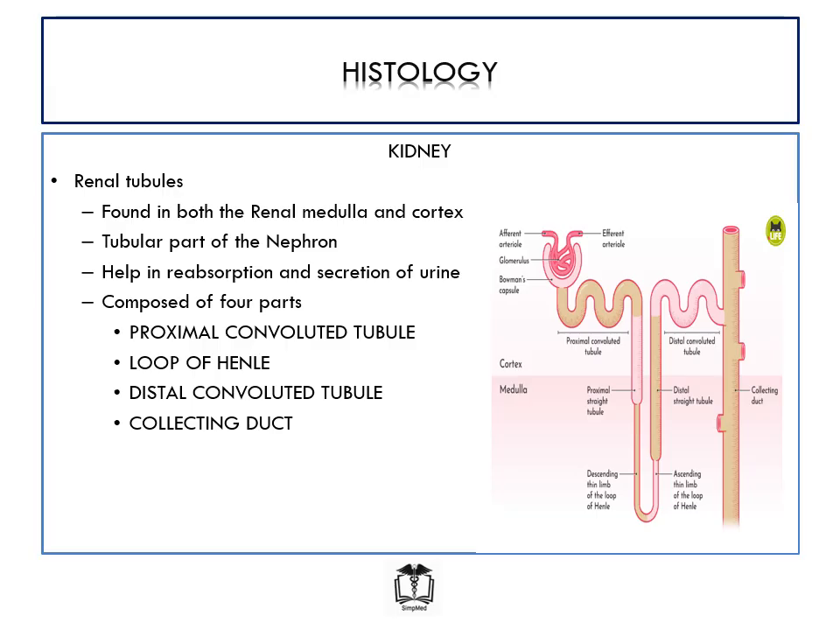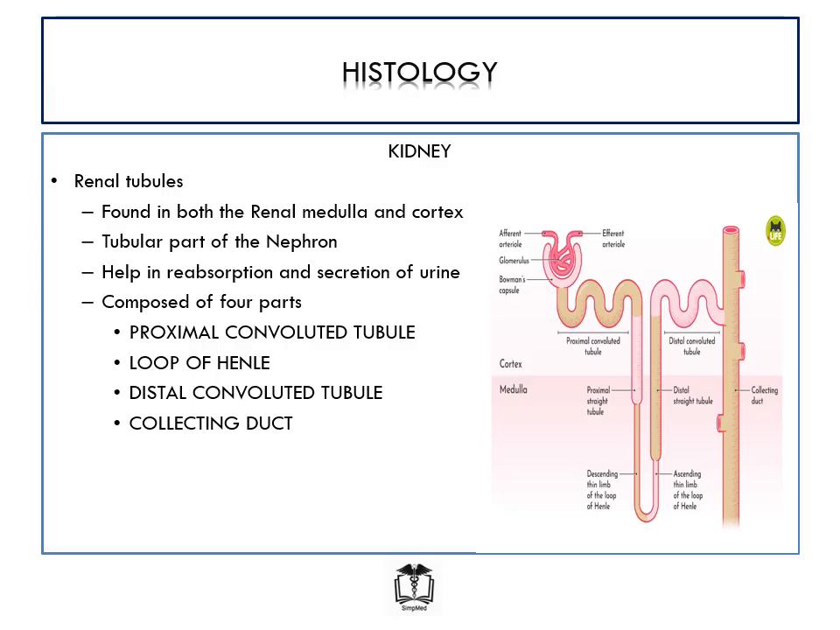So starting from proximal to distal, we have the proximal convoluted tubule. That's the part of the renal tubule in direct continuation with the renal corpuscle, particularly the Bowman's capsule portion of the renal corpuscle. Then we have the loop of Henle. The loop of Henle is an extended part of the renal tubule that enters into the medulla, as you can see, and loops on itself. So you can see there's a descending part and then there's an ascending part of the loop of Henle.